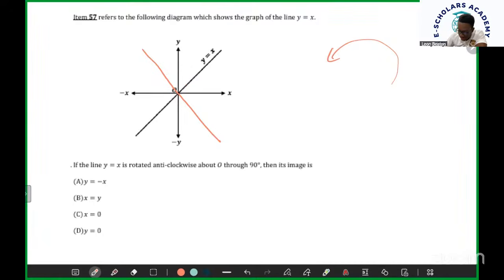All right, so they want to know what its image is. It can be x equals y, that is the same thing as y equals x. It can be x equals 0, which would be this line here. It can be y equals 0, that would be this line. So obviously the only viable option, by method of elimination and also knowing our lines, is A, y equals -x. Method of elimination if you don't know how to identify the line, and also if you know that line, that is the line y equals -x.